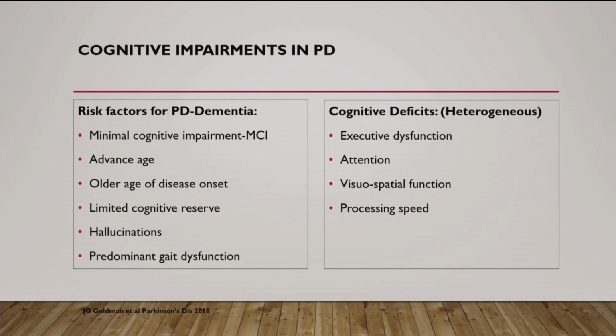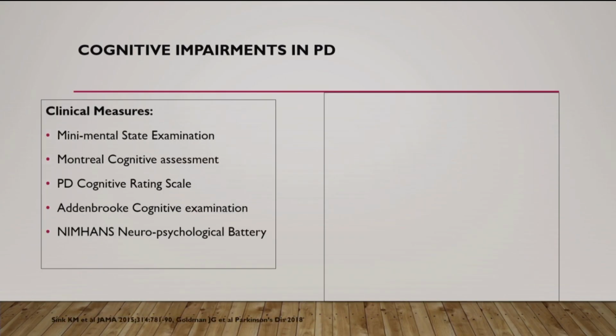So what are some of the most common features? Executive dysfunction, attention deficit, visuospatial functions, and processing speed are some of the most commonly reported features of dementia. The clinical measures which we use in our OPD practice are MMSE or MoCA or the PD cognitive rating scale, the Addenbrooke scale, and of course our team also uses an extensive neuropsych battery.